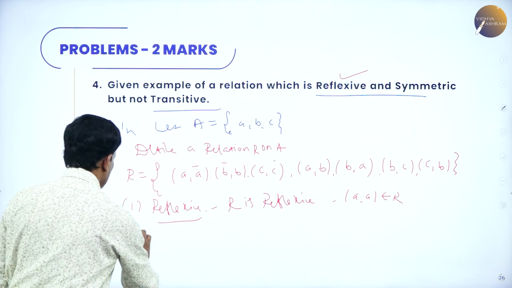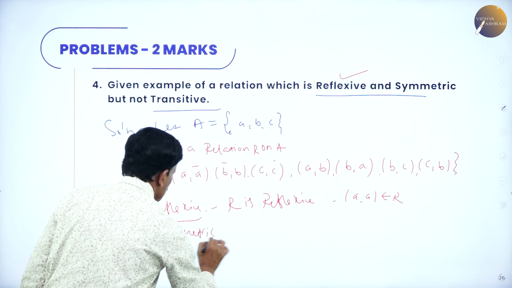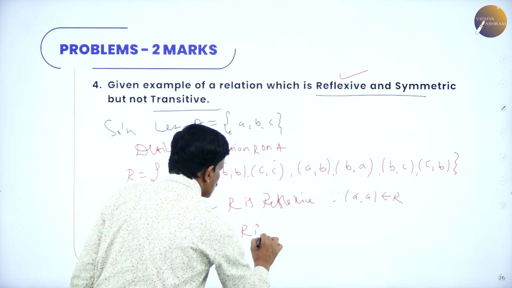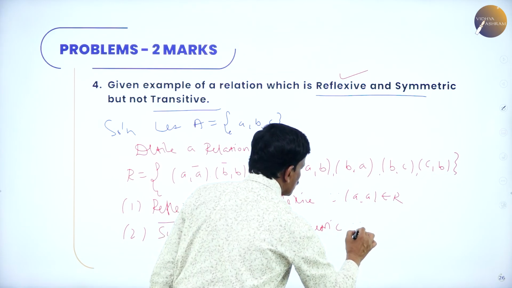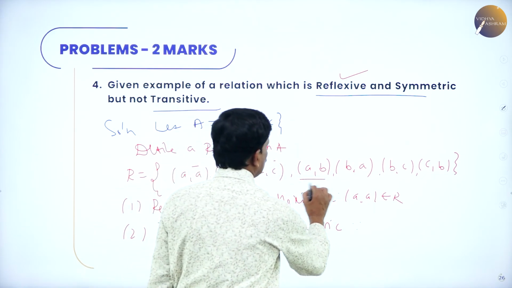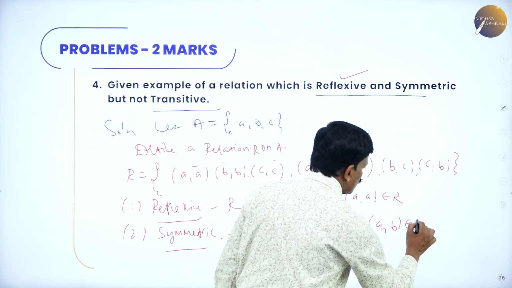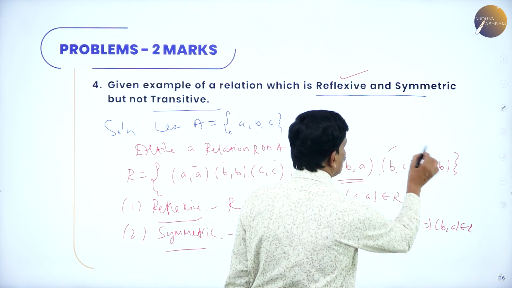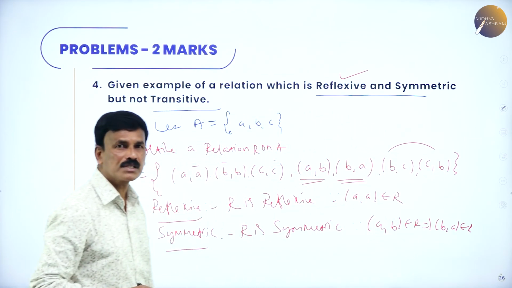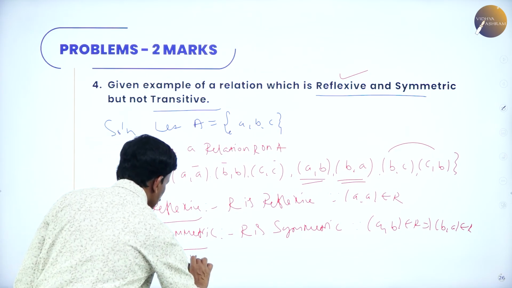And symmetric, verify whether it is symmetric. R is symmetric because, see here, A comma B belongs to R implies B comma A also belongs to R. B comma C belongs to R implies C comma B also belongs to R. And the third one is transitive.